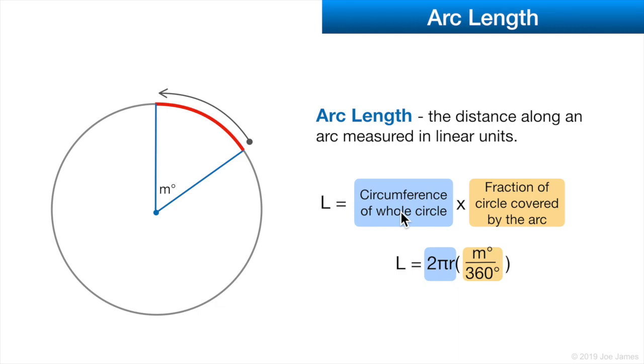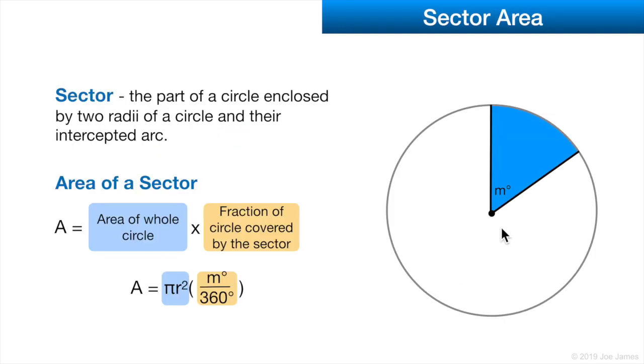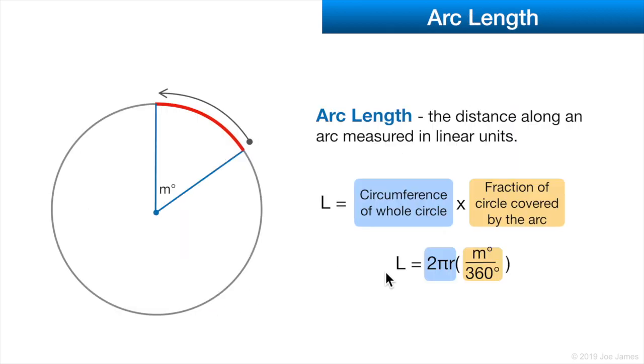So m over 360 times the circumference of the circle. That's arc length. It's a very similar equation to the sector area. So if we look at sector area, pi r squared is the area of this whole circle times m over 360, and arc length is 2 pi r times m over 360, where 2 pi r is basically the equation for circumference.